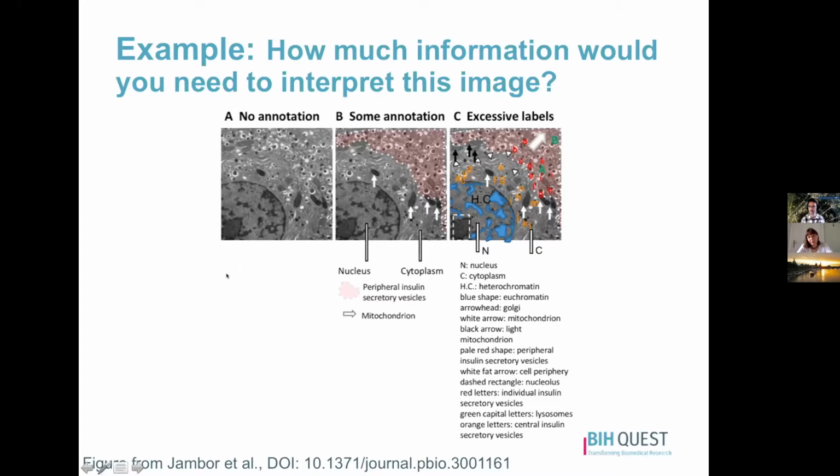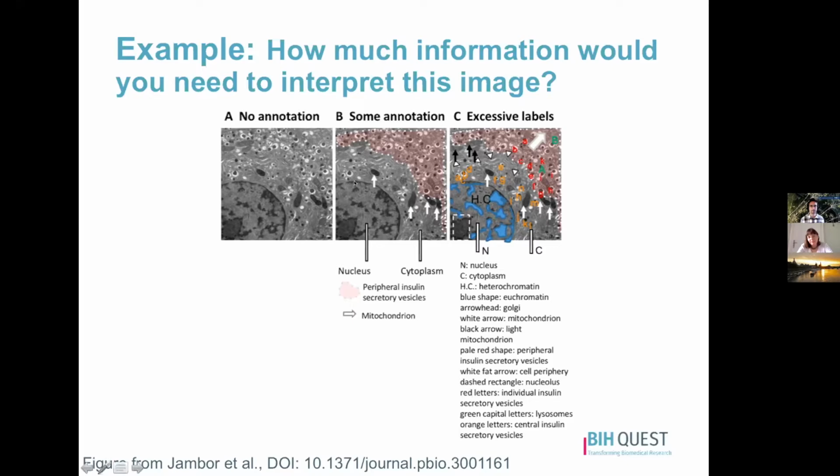So I want you to think about how much information you would need to interpret this image. And so if you happen to be a researcher who works with mouse pancreatic beta islet cells, you might know that that's what this is. And you might know what the dark and the light represent and what all these little structures are. But most of us would probably say, I have no idea what this is. So that unannotated version really doesn't tell me anything.